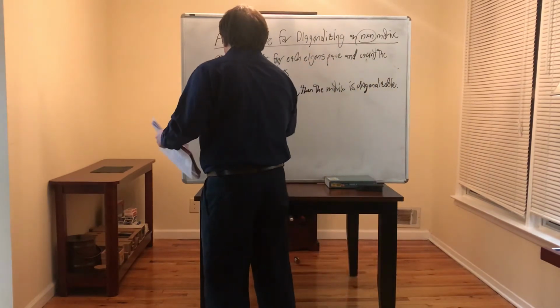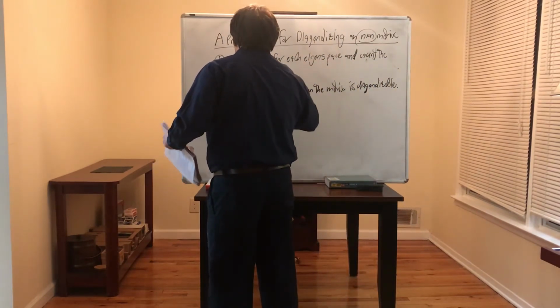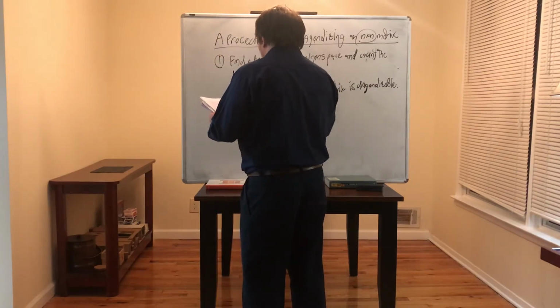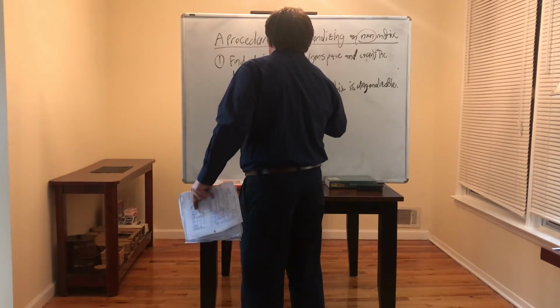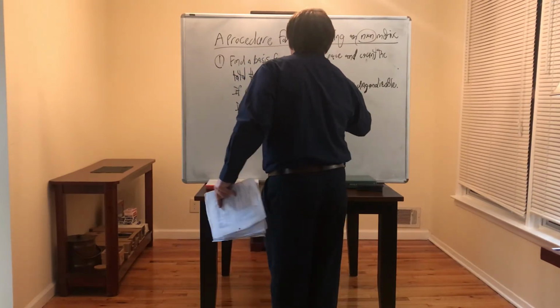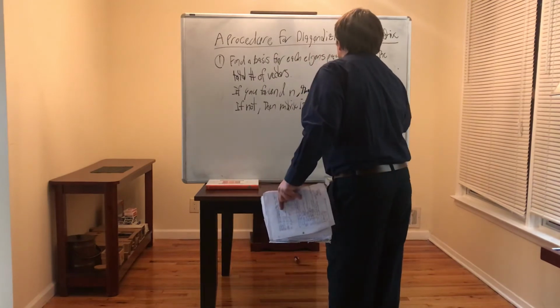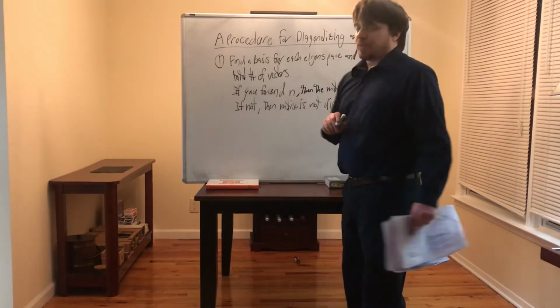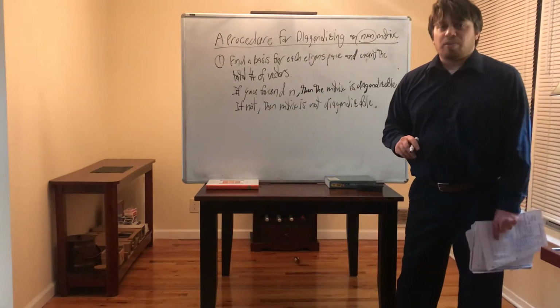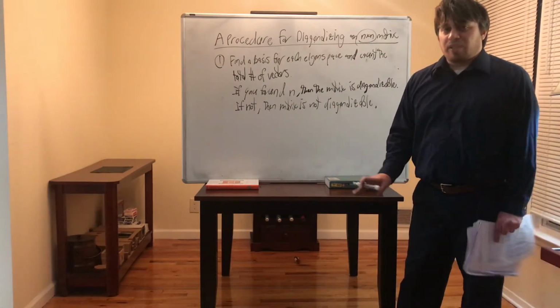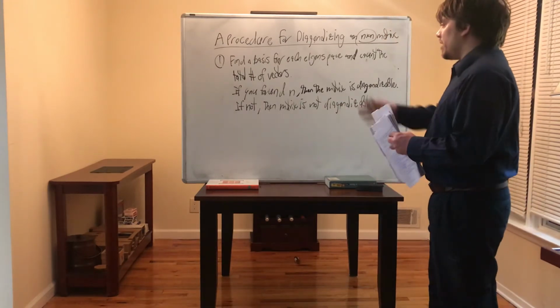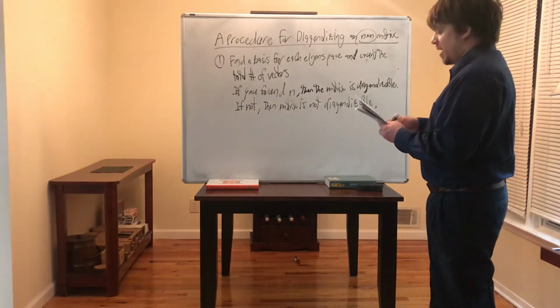If not, if you did not find n, you found less than n, you can't find more than n. So if you found less than n, then the matrix is not diagonalizable. If you find more than n, that means you did something wrong with your math, and you should not get more than n. So you can only get n or less than n. So if you find less than n, then the matrix is not diagonalizable.